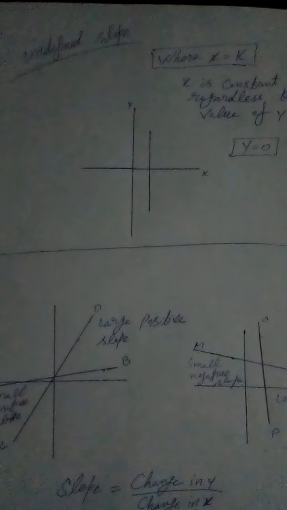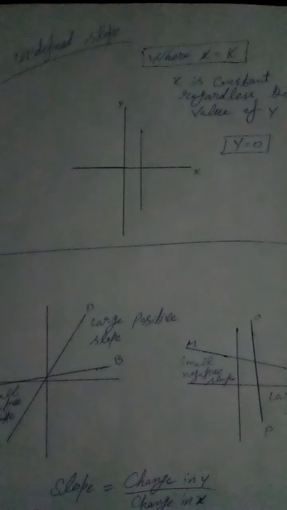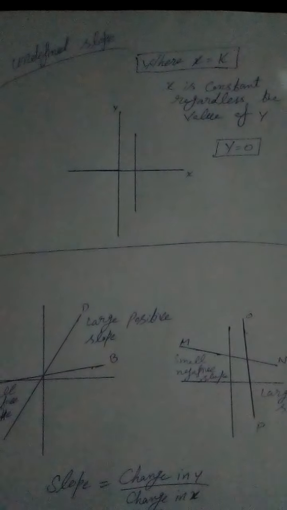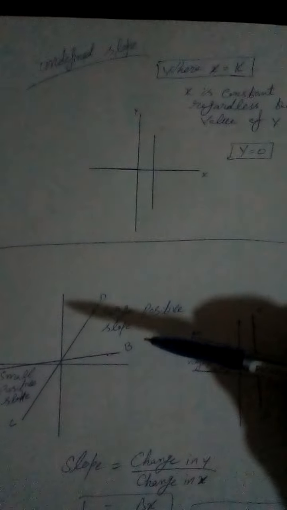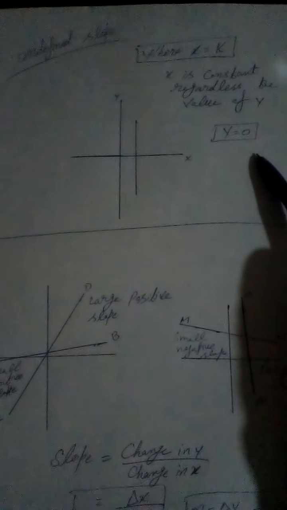Then the fourth one is another important example, that is called the undefined slope. We will also study that undefined slope. It was in our previous lecture as well. It is the two cases we have discussed, where y is equal to k in the previous, in zero slope. Now we have x is equal to k.